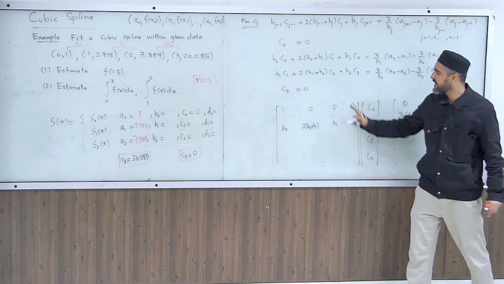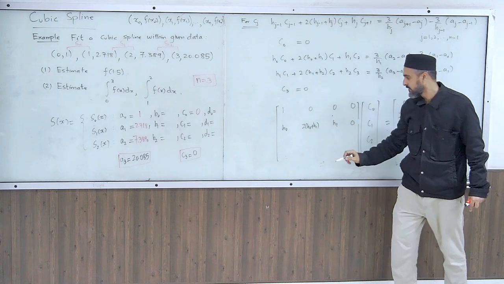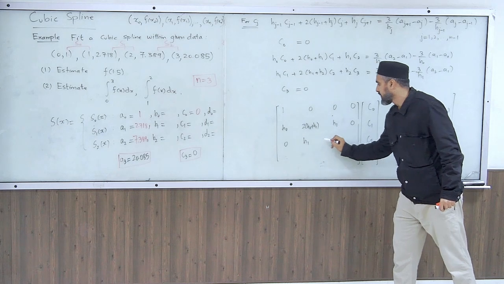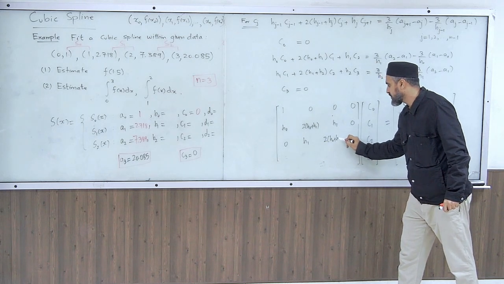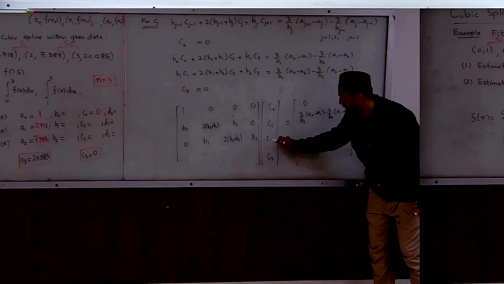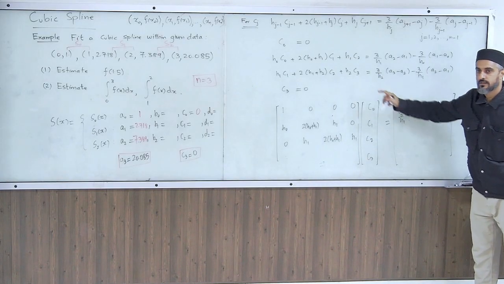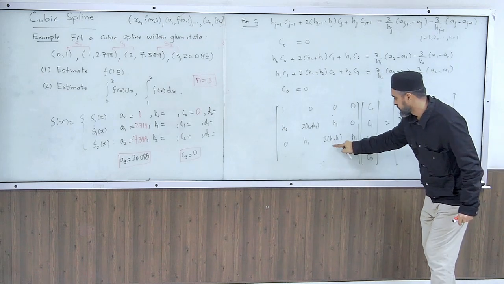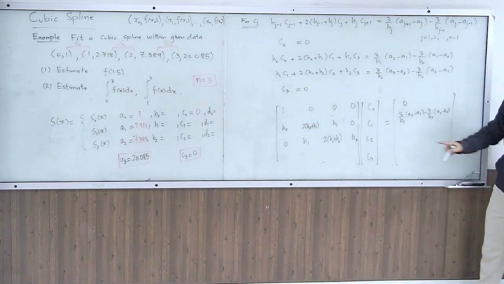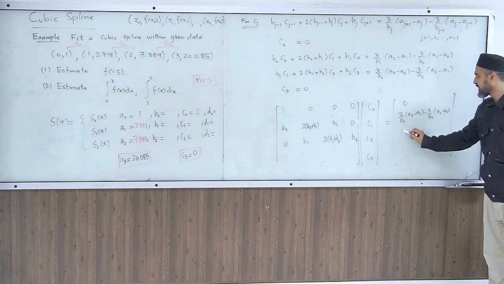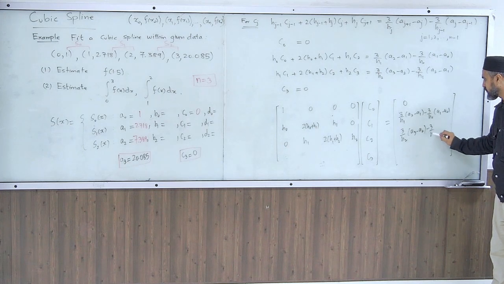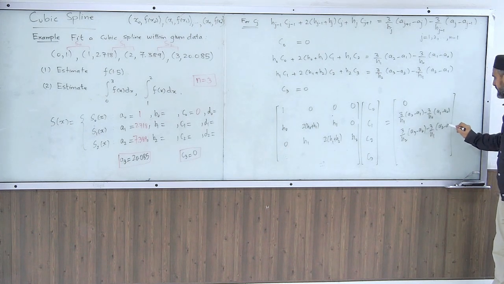Similarly, the third equation, if I write, the coefficient of C0 is 0. Then we got H1, 2 times (H0 plus H1), and this is H1. This is the third equation I have. This is H1, H2. And the right hand side will take this particular form, which is 3 over H2 times (A3 minus A2) minus 3 over H1 times (A2 minus A1).